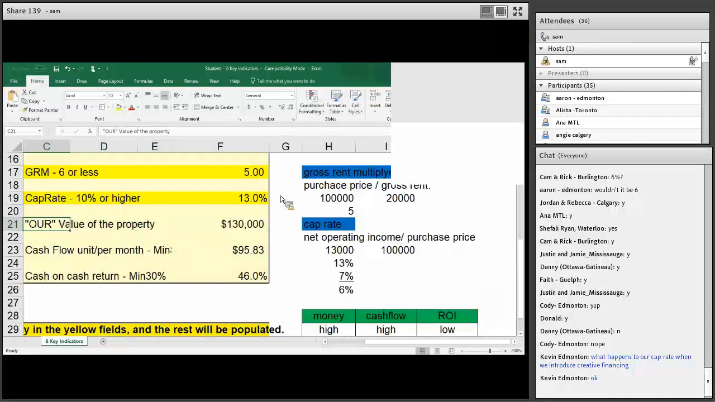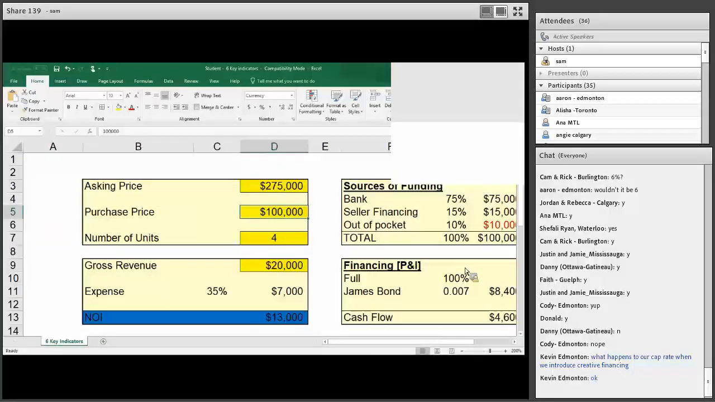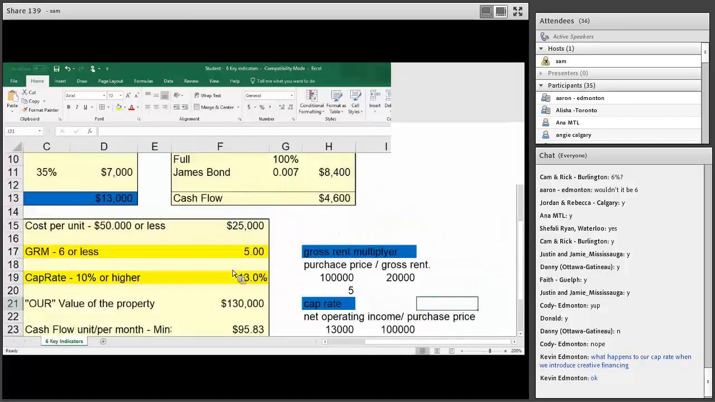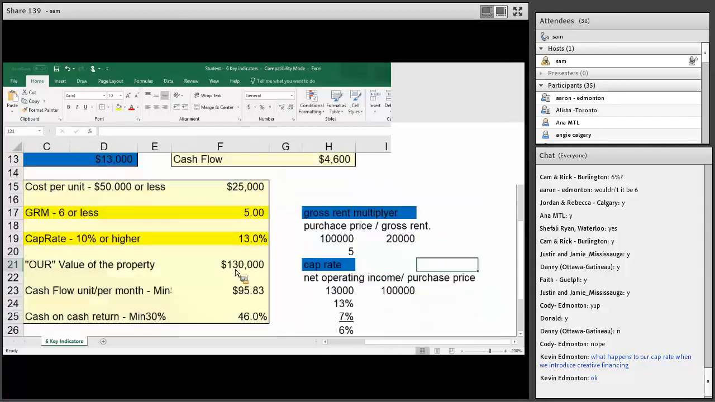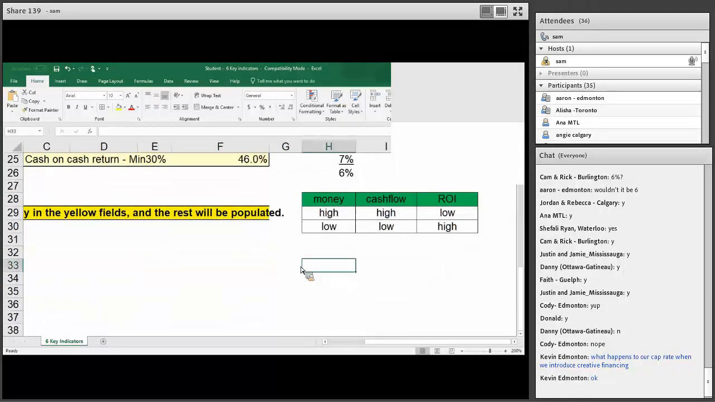So let's look at the value of property, and what does that mean? Why do we have a property that we're buying for a purchase price of $100,000, and the asking price is less important at this point? We come down here and we look, it says our value of the property is $130,000. The reason is that as investors, we always look at the cap rate to evaluate a property as a base. And then we can do the creative financing and other things to it.